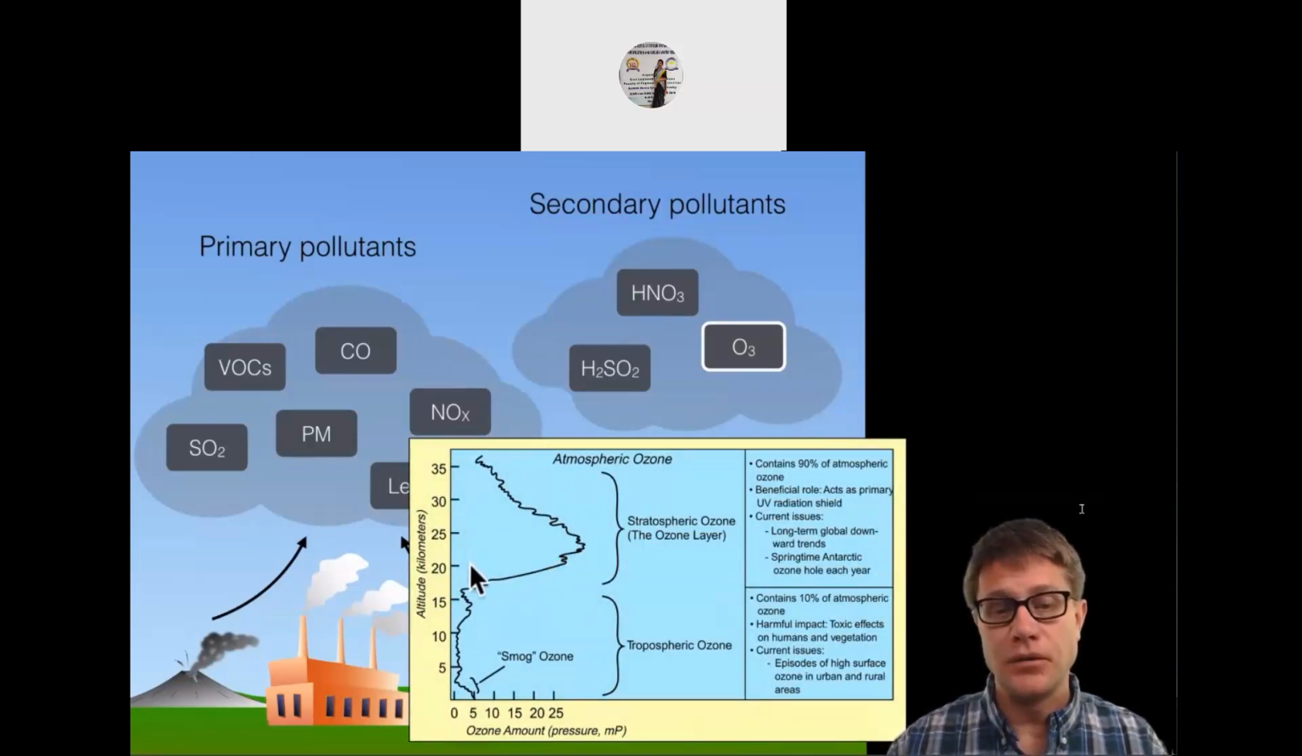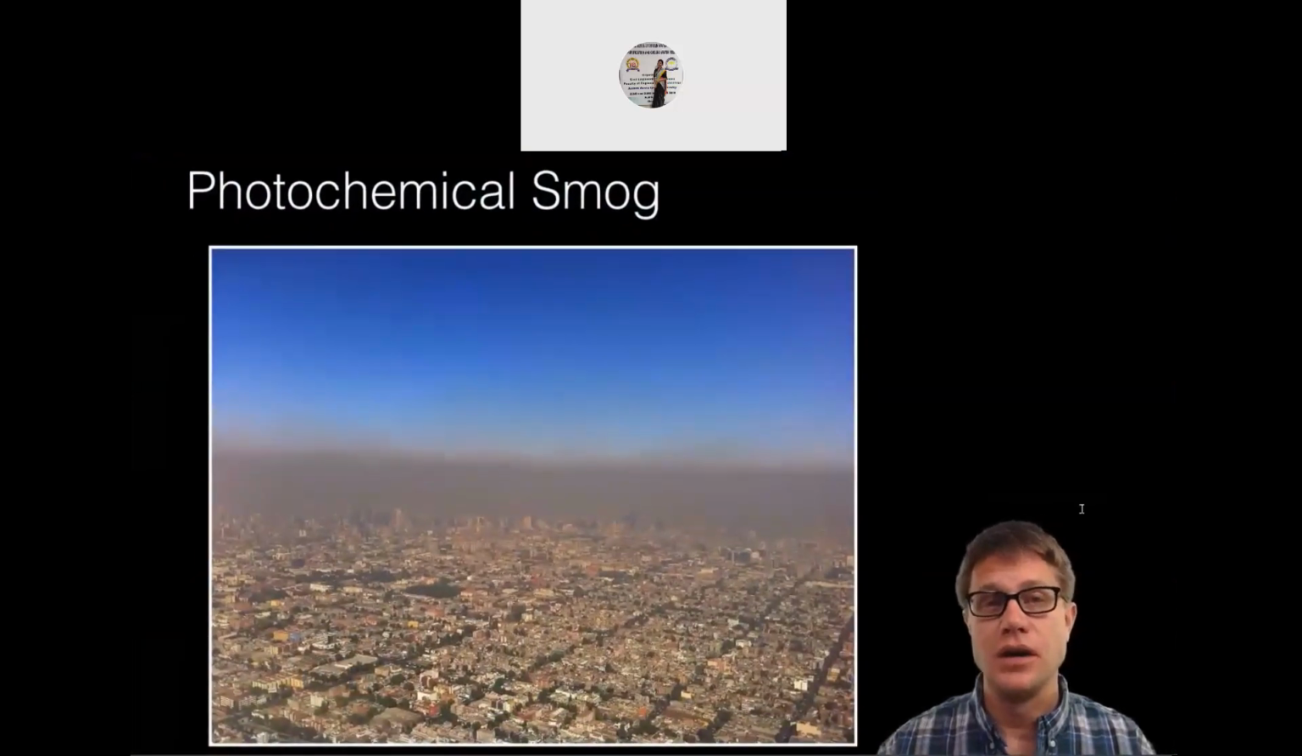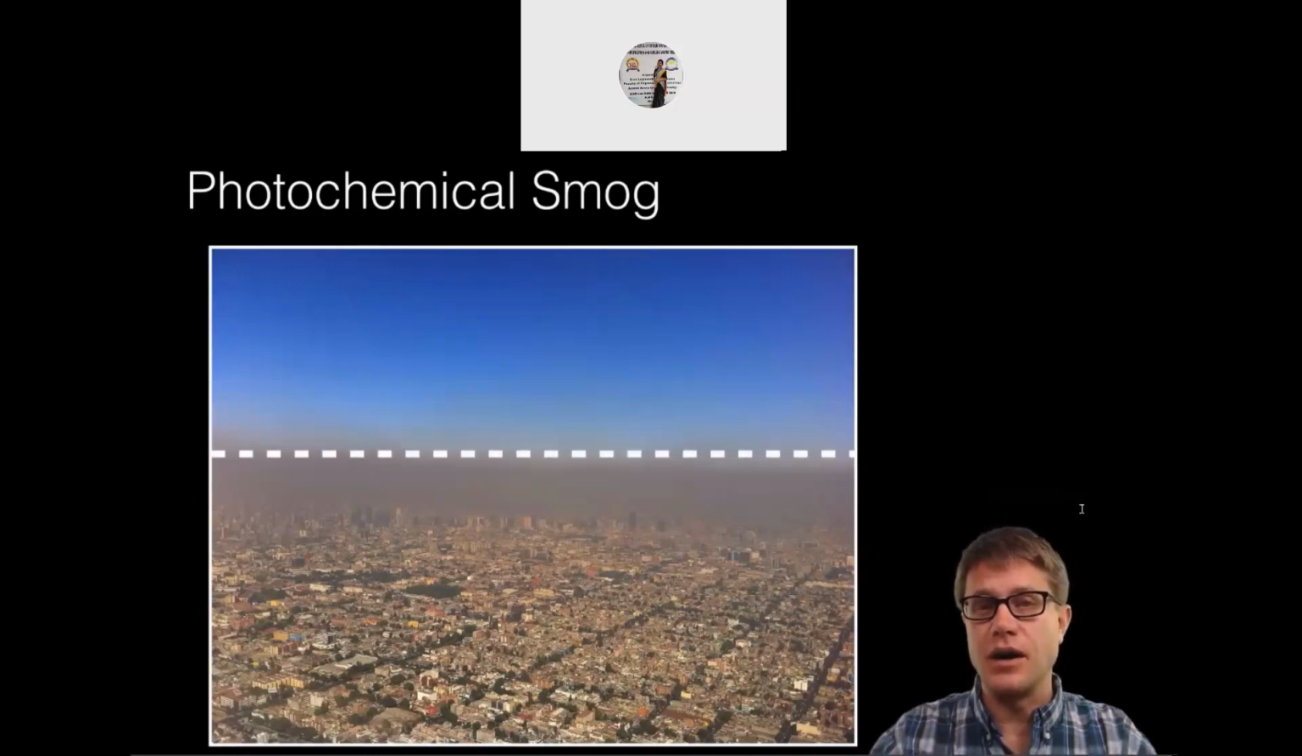But if we move down near the Earth, it produces tropospheric ozone. We call that bad ozone, and it's one of the large things that contributes to smog, photochemical smog. This is some in Mexico City. You can almost draw a line here and say the smog is below that line.